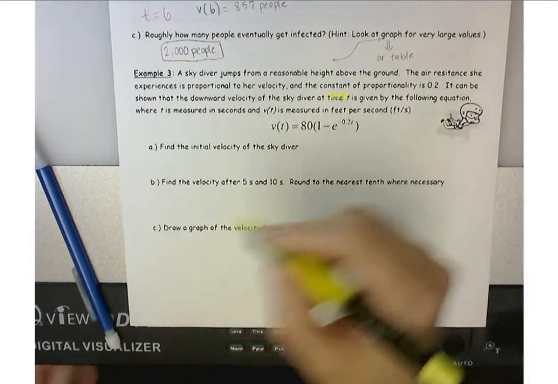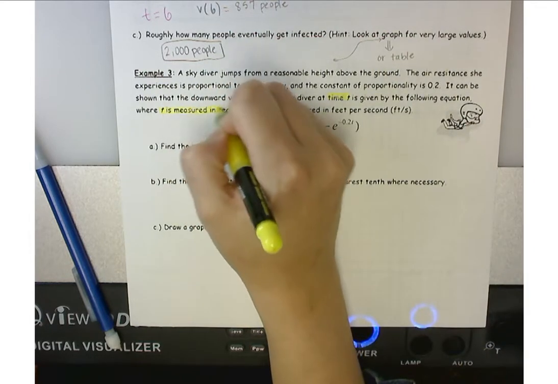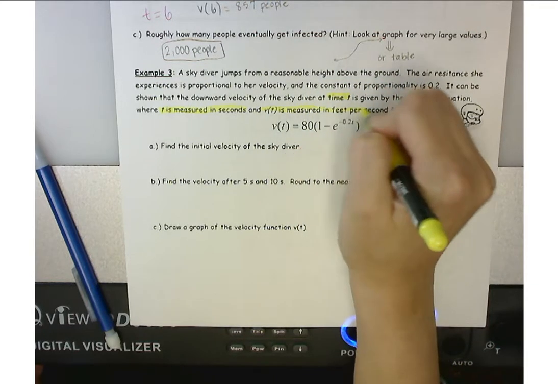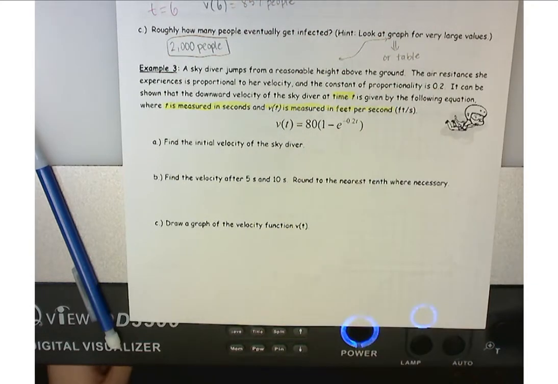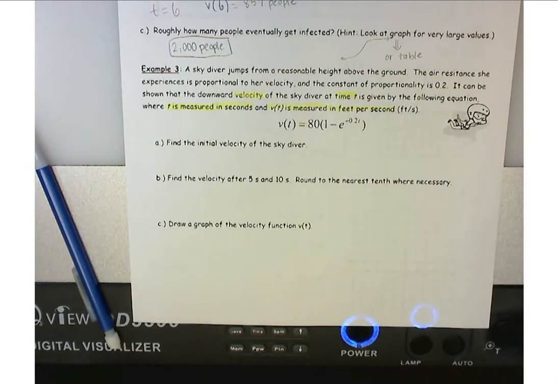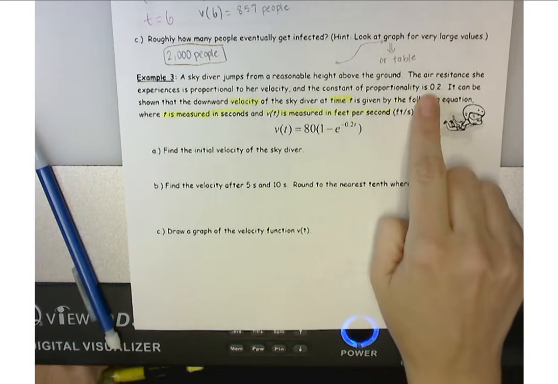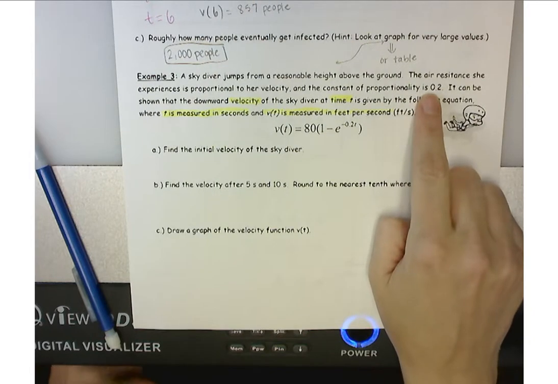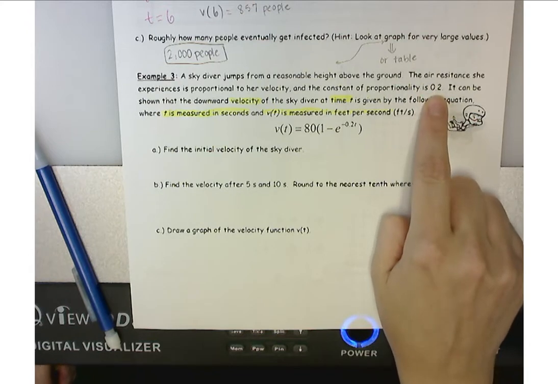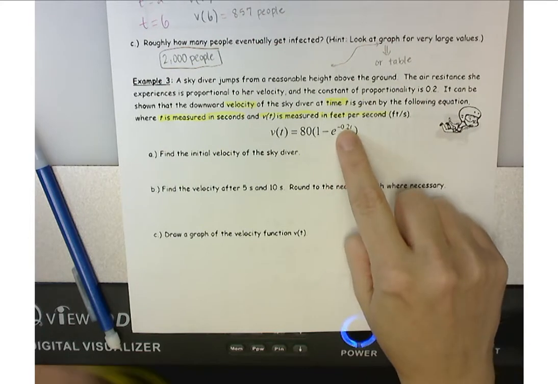Now, they tell you that t is measured in seconds. Your v of t, which is your velocity, is measured in feet per second. And then they give you your equation. So you have all these values in here that you don't necessarily have to compute anything with. If you look at the constant of proportionality, does that show up in our equation? Yeah, it's in front of your t value here.